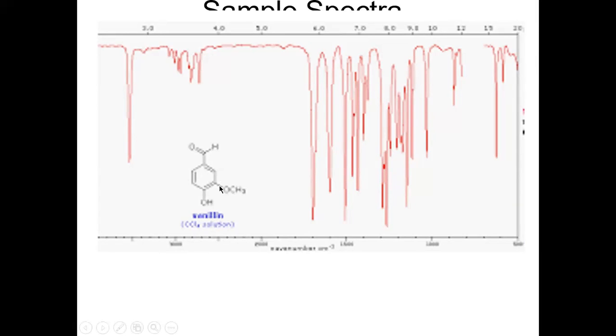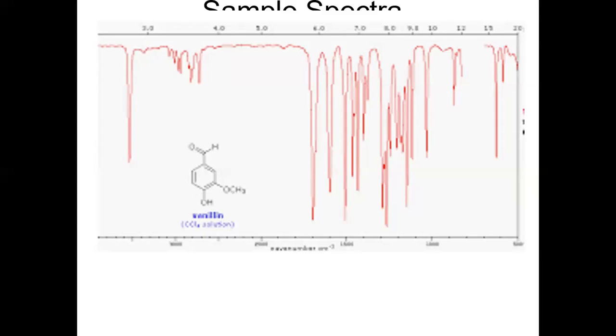So when you take an infrared, this is what you're going to see. You'll see absorbances at particular wave numbers that are indicative of specific types of functional groups. So every functional group has its own absorbance. Of course, some overlap because they're close, because they may be similar in type.